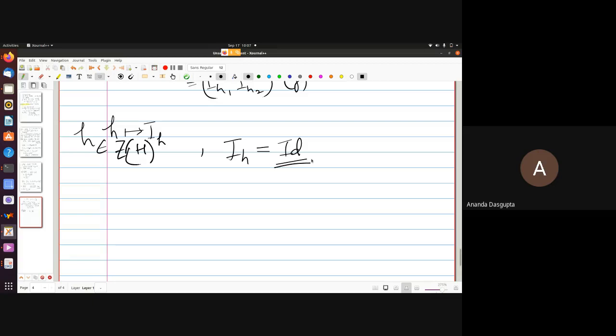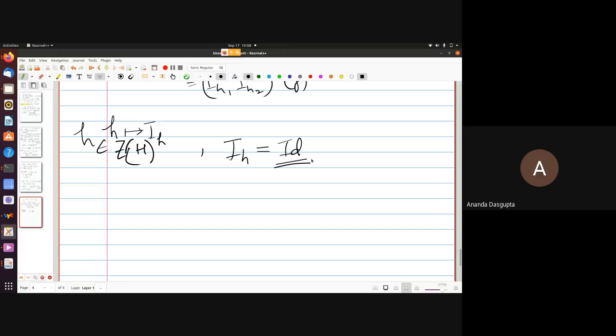Is it okay? Because as you said a while ago, if something belongs to a center, it can jump across any element, and the h and the h inverse will just cancel each other out. So whatever g you start with, you will get g back. So that's what identity does, right? So the kernel of this particular map that we're talking about is really the center of H.